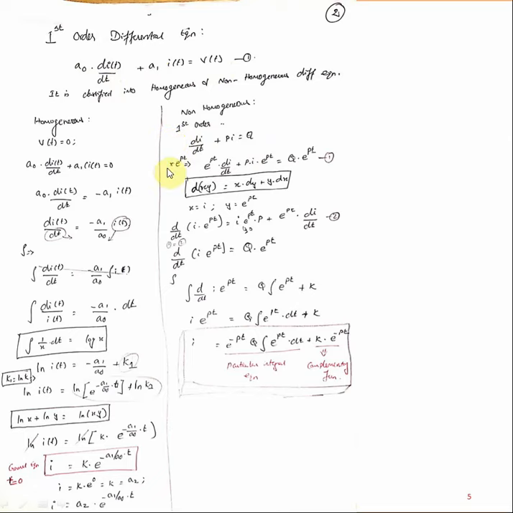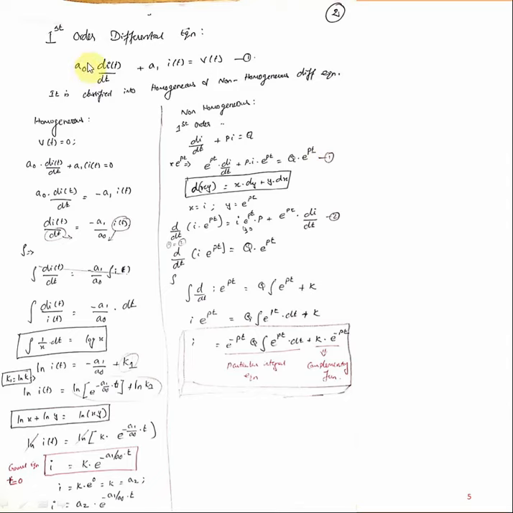So what to do? In the first order equation, I will multiply by e power pt, that is p into t, individually. Multiply: e power pt dot di by dt plus pi, then e power pt, is equal to q into e power pt. This is equation number 1. Now see, is it matched? Yes, it is matched.